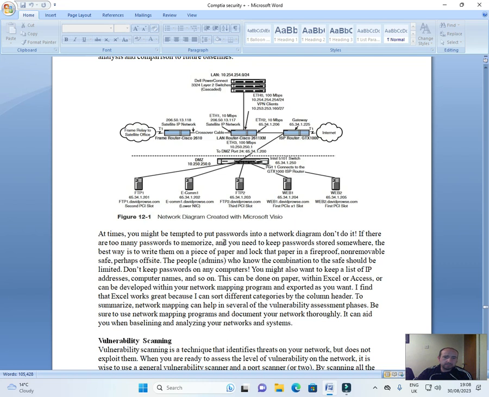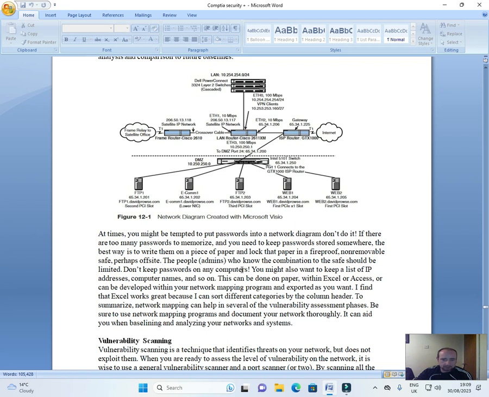At times, you might be tempted to put passwords into a network diagram. Don't do it. If there are too many passwords to memorize and you need to keep passwords stored somewhere, the best way is to write them on a piece of paper and lock that paper in a fireproof, non-removable safe, perhaps off-site.